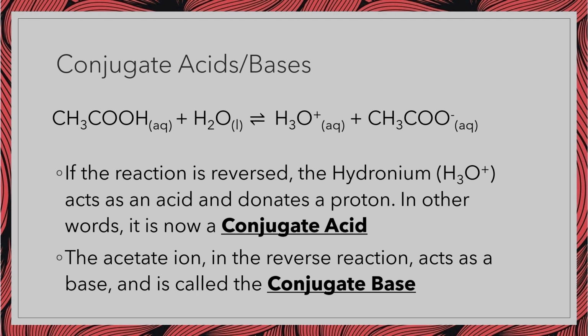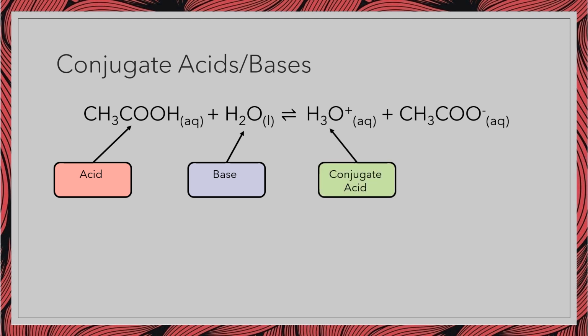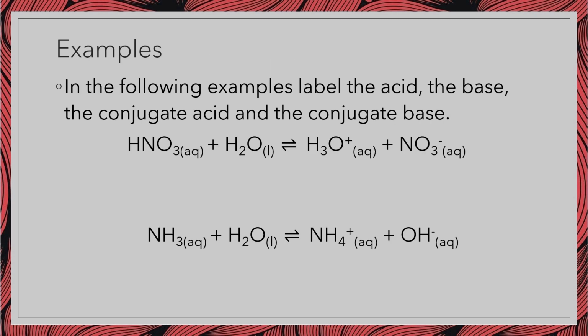So let's go do some examples. We'll label this one a bit better first. We can see that acetic acid acts as an acid in the forward reaction. Water acts as a base. In the reverse reaction, our H3O+ acts as an acid, so it's our conjugate acid. And our acetate ion acts as a base, so it's the conjugate base.